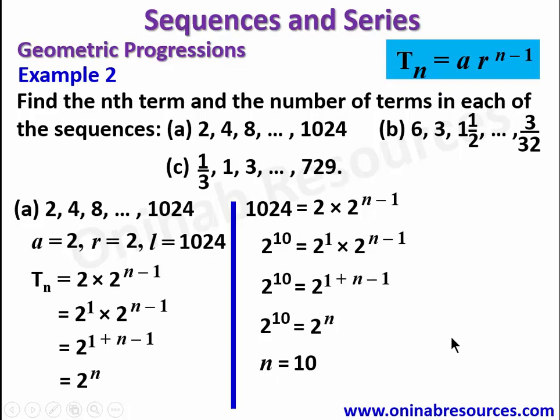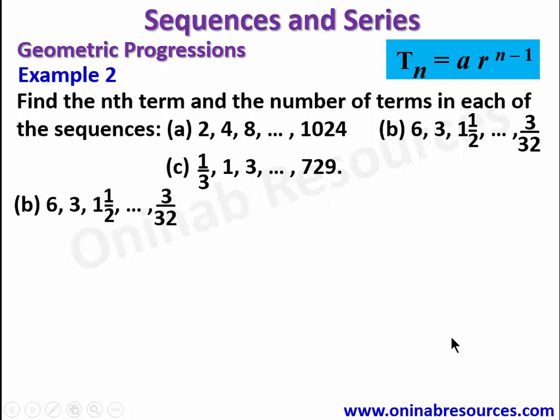So we go to example 2b. For 2b, we have our a, which is the first term, to be 6, our r to be 1 over 2, since 3 divided by 6 gives half, and our last term is 3 over 32.